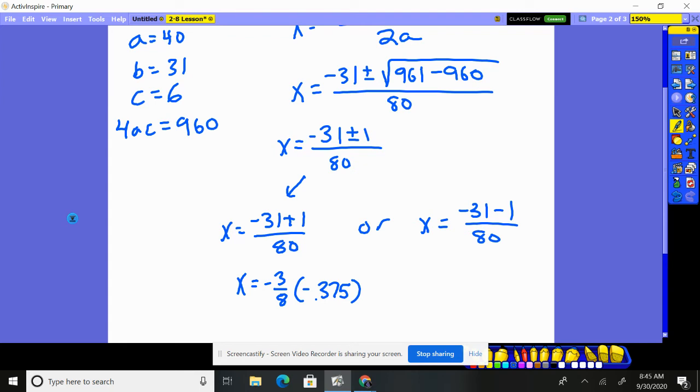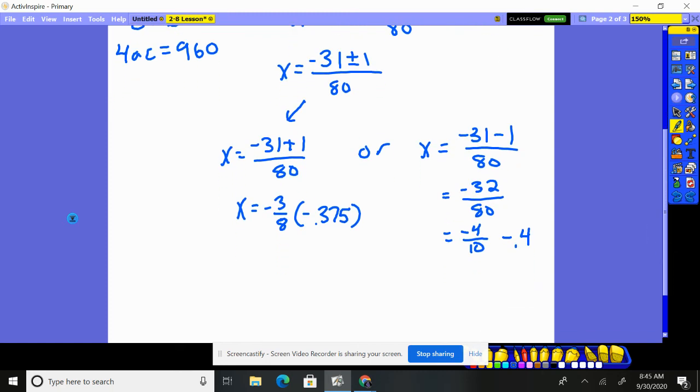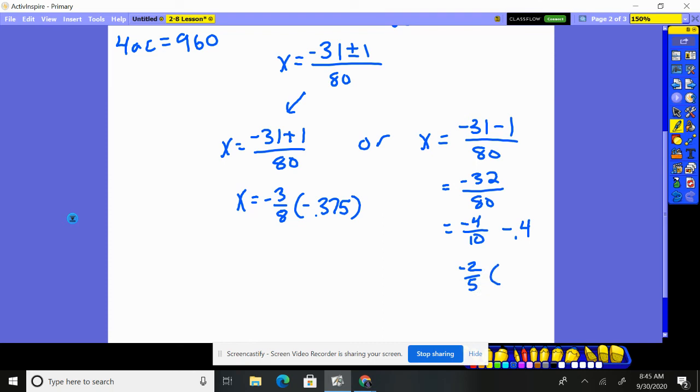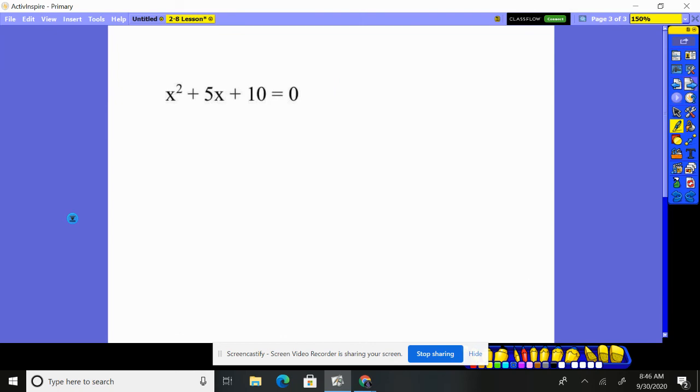Over here, this is negative 32 over 80. Both can be divided by 8. That gives negative 4/10, or negative 0.4, or negative 2/5 if you want it as a fraction. Those options, if you plug either one of them into the equation above, it will come out to be 0. You solved it using the quadratic equation. Even though the numbers were huge, we were able to solve it.